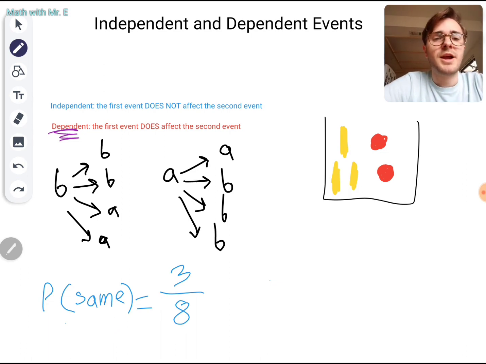All right, so there's some practice with independent and dependent events.